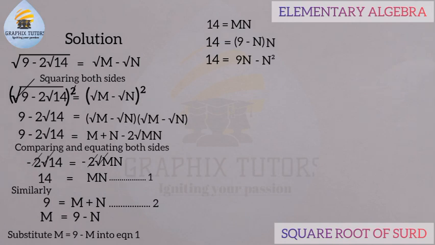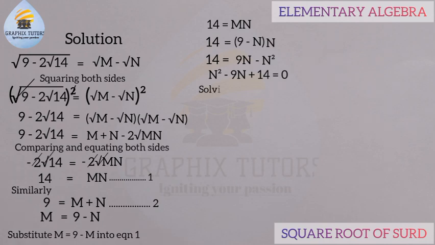So if I rearrange according to the decreasing power of n, I'll have n squared coming to the right-hand side and becoming positive. 9n coming to the left-hand side will become negative. Then the 14 still remains there, so plus 14 equals what? 0, right? So n squared minus 9n plus 14 equals what? 0.